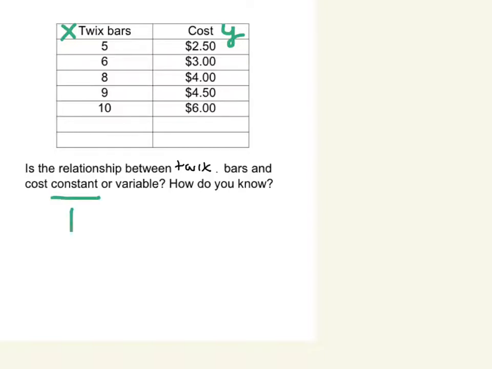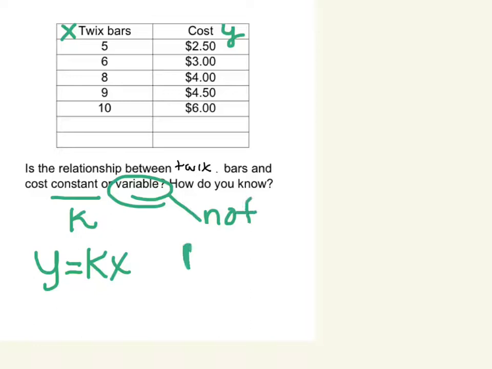Remember, constant is represented by K in our equation y equals Kx, where y and x are proportional to each other. So variable means just the opposite. Variable means that they are not proportional. Now, in order to test this out, remember, I need to figure out k, or my constant. So I need to see if there is a constant. And the way I do that is I use my y over x ratios.